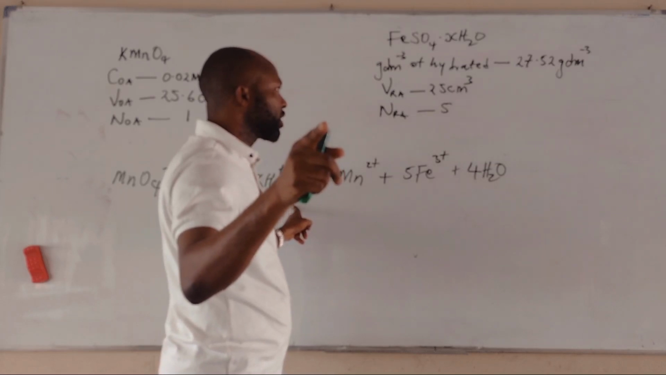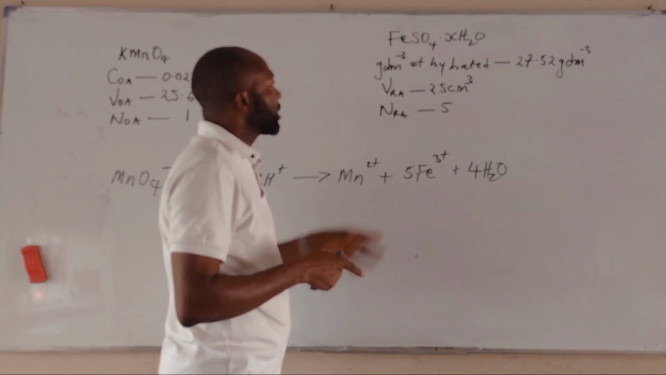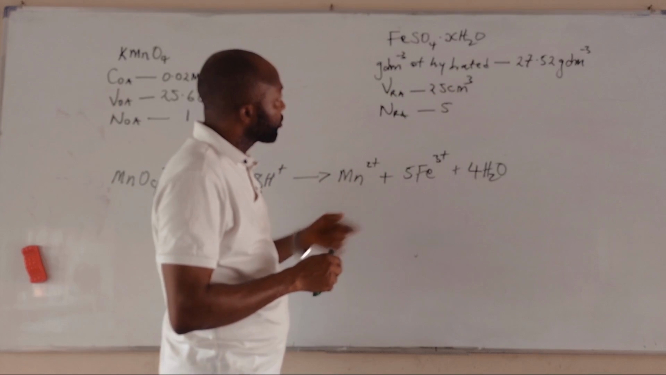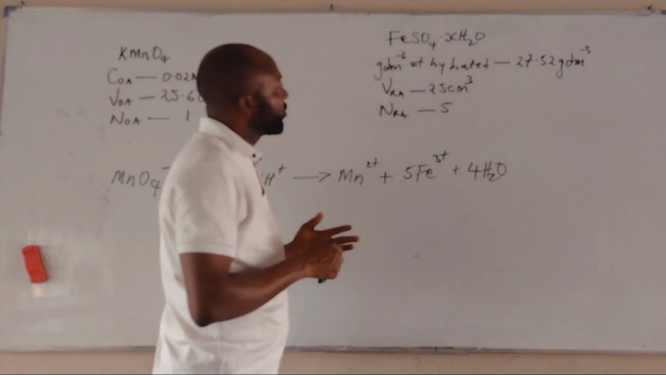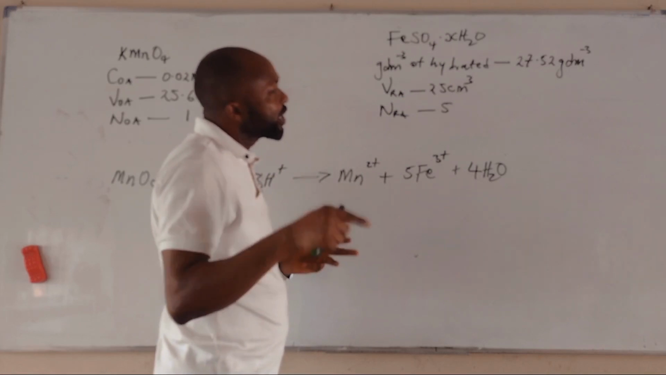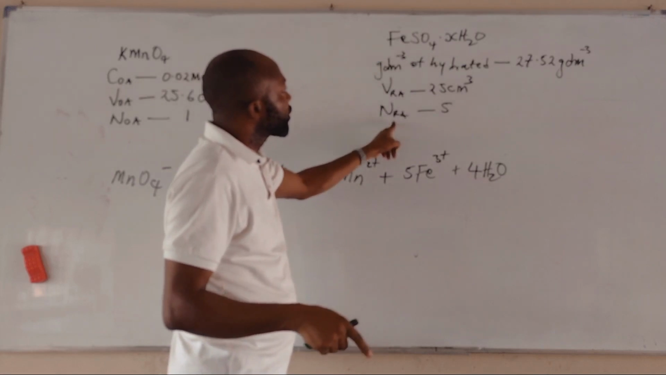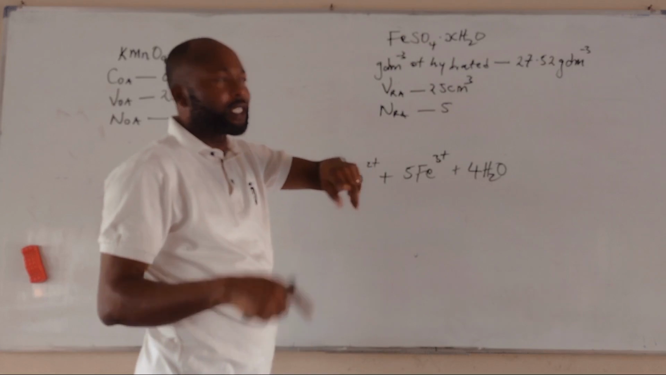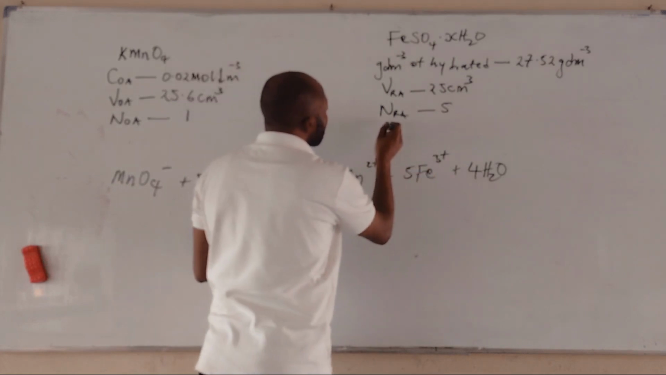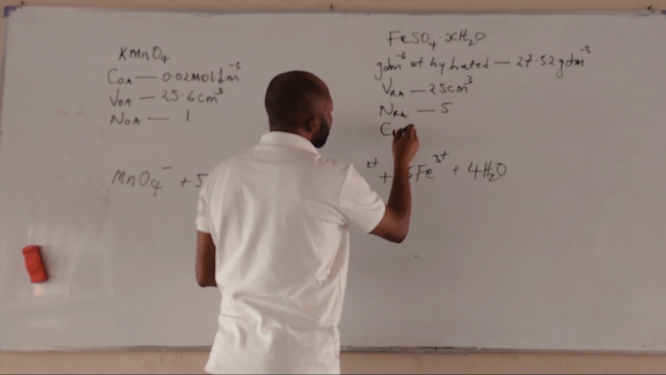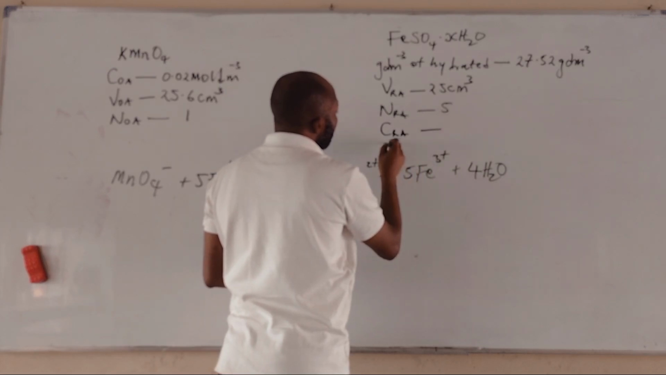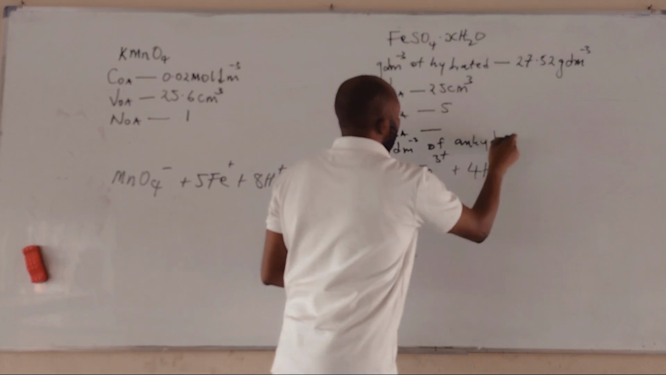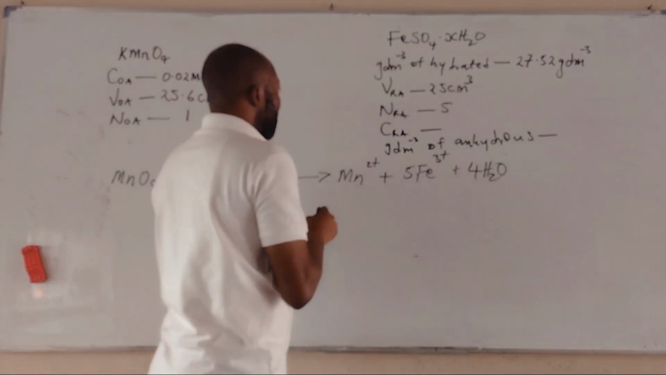They are asking us for the percentage of water of crystallization, which means we have to get the mass concentration of the anhydrous, since they've given us the mass concentration of the hydrated. Before you get that, you need to get the molar concentration of the reducing agent, which will help you get the mass concentration of the anhydrous. That's the technicality. So we must know the concentration of the reducing agent first.